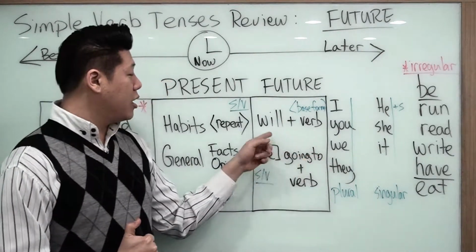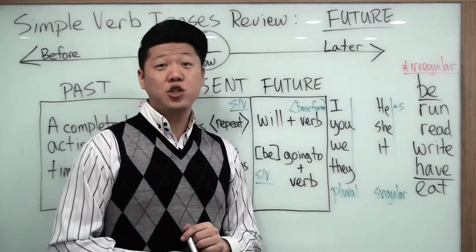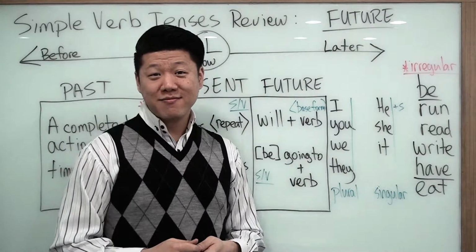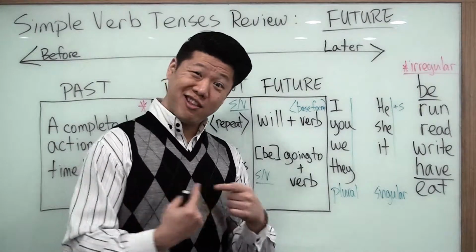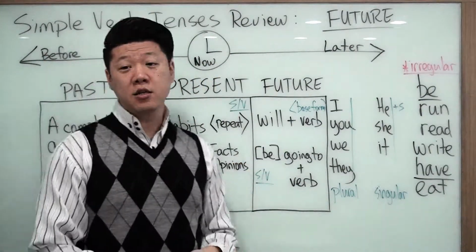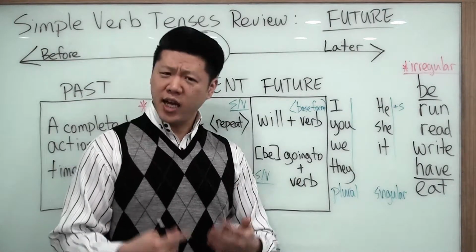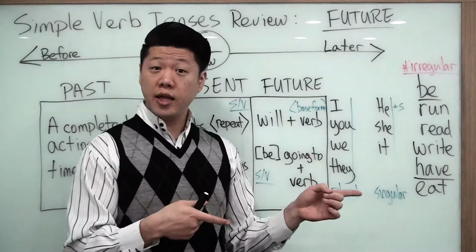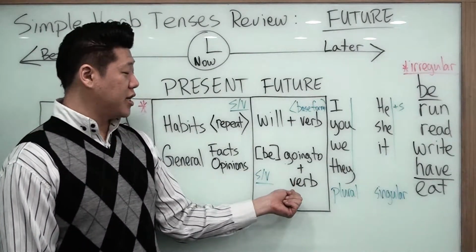So if I say, I will eat lunch after the grammar video. Okay, not now, later, right? Same thing with we will go to Latte World for my birthday. Yeah, not now, not today, later. What about the second pattern? Be going to plus the verb.